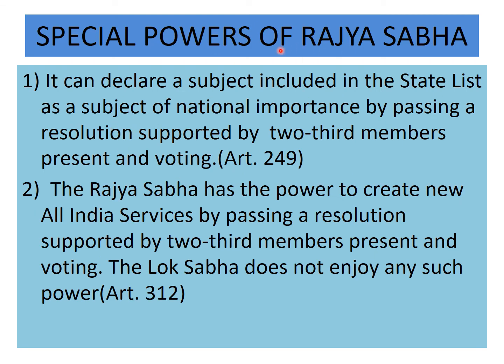And to conclude with, the importance of the Rajya Sabha is that it is a deliberative body. It contains members who have a lot of experience, who are very seasoned. So, a few of the special powers that are given exclusively to the Rajya Sabha is that it can declare a subject included in the state list as a subject of national importance. So, if any circumstances arise, if two-thirds of the members present and voting pass such a resolution, they can declare a subject of the state list as a subject of national importance, and therefore they can initiate a debate or a discussion about that.